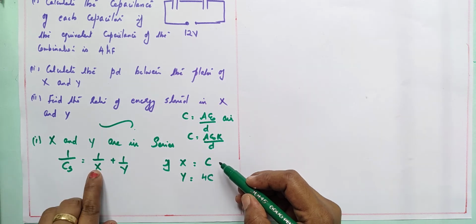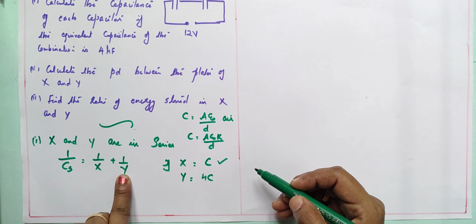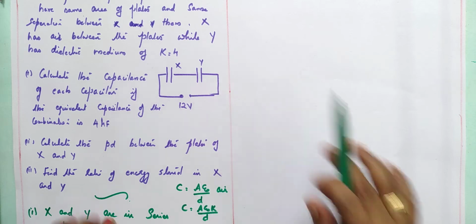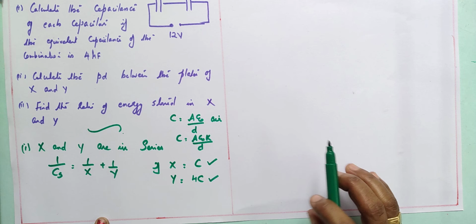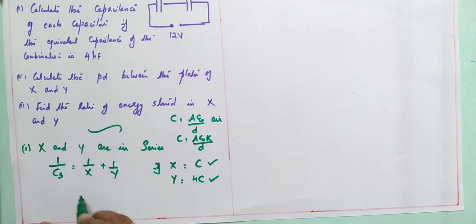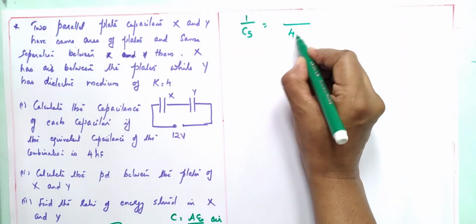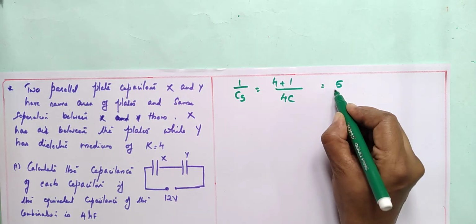Because the first capacitance X is with air, let the capacitance be C. Y is with the dielectric constant. What is the value of the dielectric constant? It is 4, no? So how much does it increase? Capacitance increases by 4 times. So Y can be written as 4C. 1 by Cs is equal to 1 by C plus 1 divided by 4C. What is the LCM? 4C is the LCM. Here it becomes 4 plus 1, so equal to 5 divided by 4C.